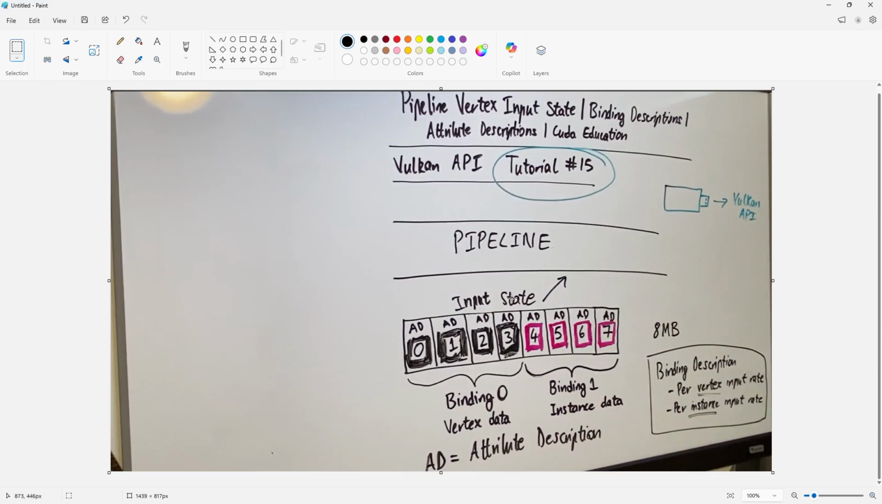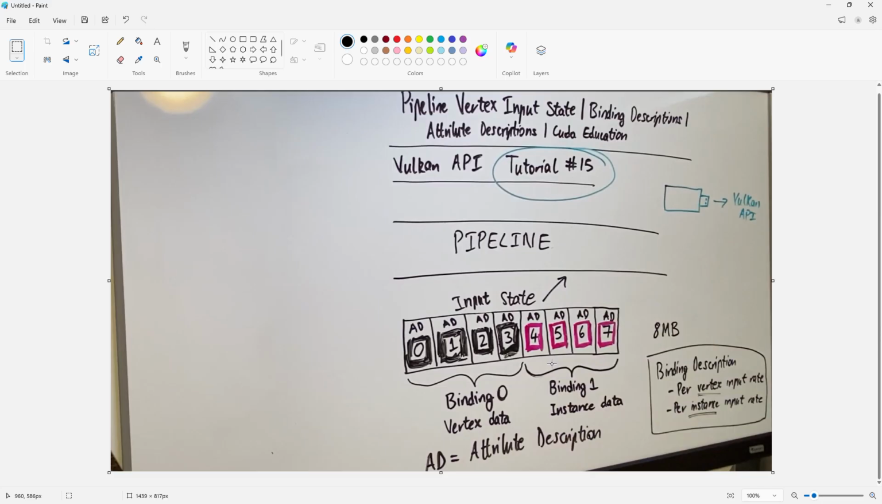I'm mixing what I see on the whiteboard with what's in our example, but I'm sure you could follow my drift. So we have 8 megabytes of data. We separate out the data into bindings. So we have a high level binding of binding 0, and we have a high level binding of binding 1. Okay? Binding 0 represents vertex data, binding 1 represents instance data.